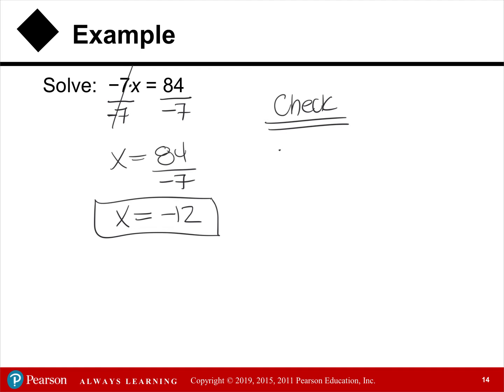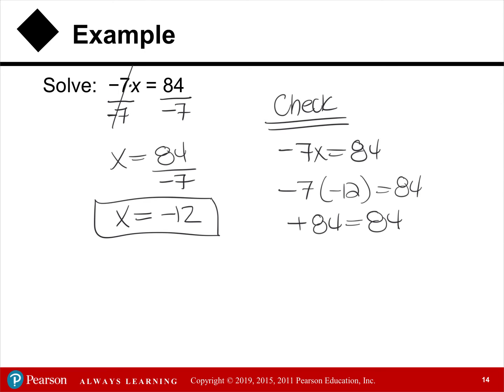And then I'm going to check and see, hey, is that right? That's a great thing about math. We can always check it. So I'm going to put negative 12 into here, equals 84. I get positive 84 equals 84 because a negative times a negative gives me positive. So it checks out.